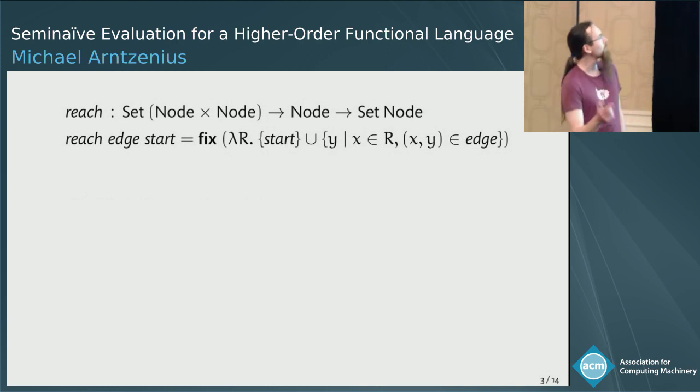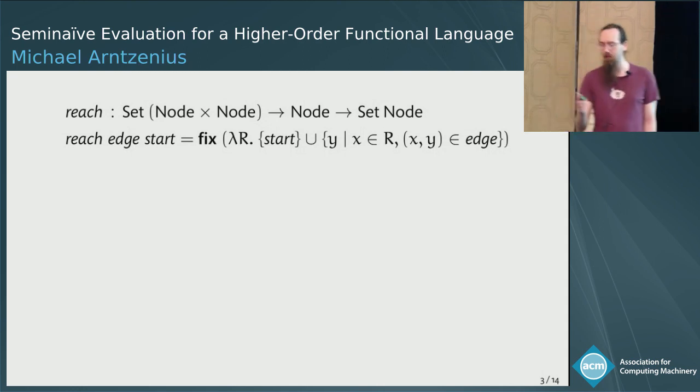Why does this keep going down? It takes a set of edges. It takes a start node. And it finds us the reachable set as the fixed point of this function, right? As the set R that includes the start node. And whenever x is in the set R, and there's an edge from x to y, y will also be in the set R. So this is the same thing as Datalog, but written in different notation.